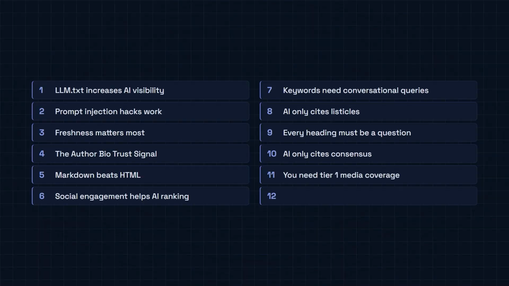Myth number 11: you need tier 1 media coverage for AI visibility. Many companies assume that they need to have huge media coverage. They need to have their brands mentioned in top tier publications in order to appear in AI answers. So when they think about brand mentions for AI, they're thinking New York Times, Bloomberg, or Forbes.